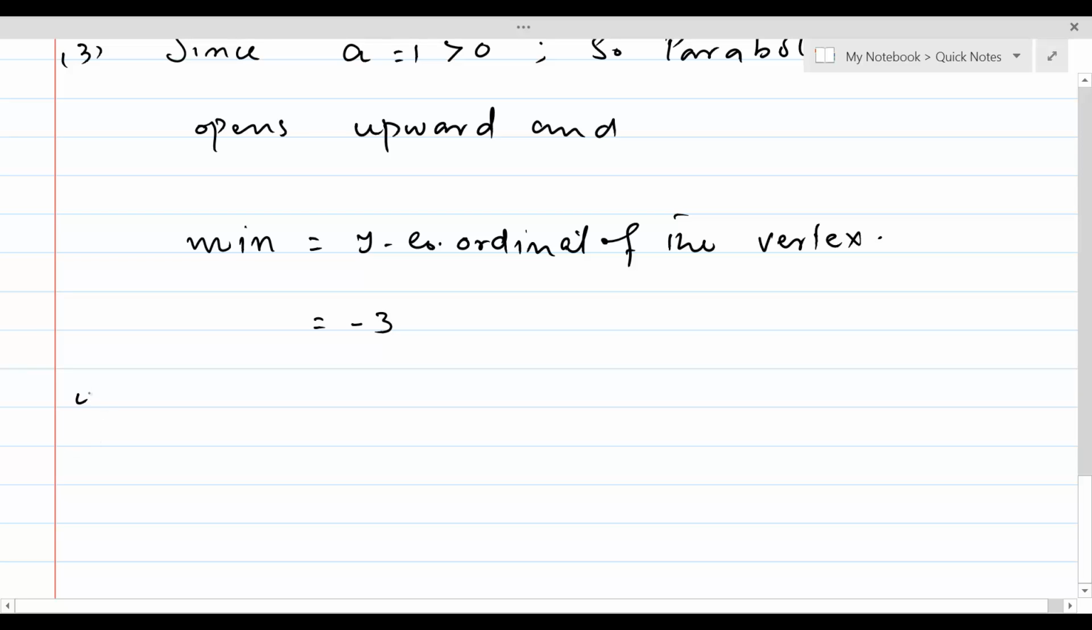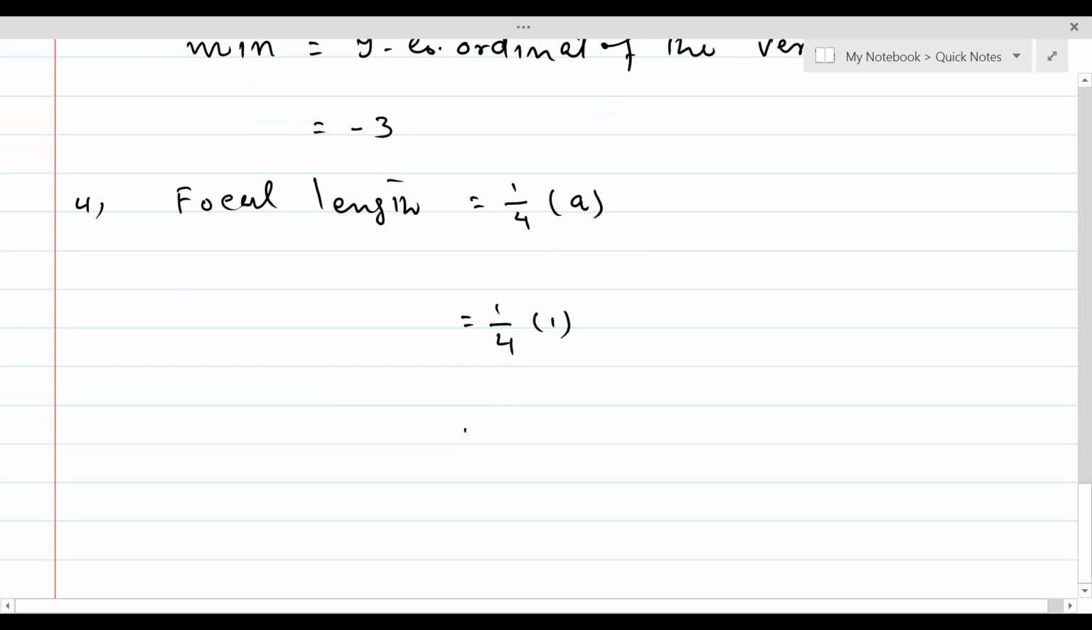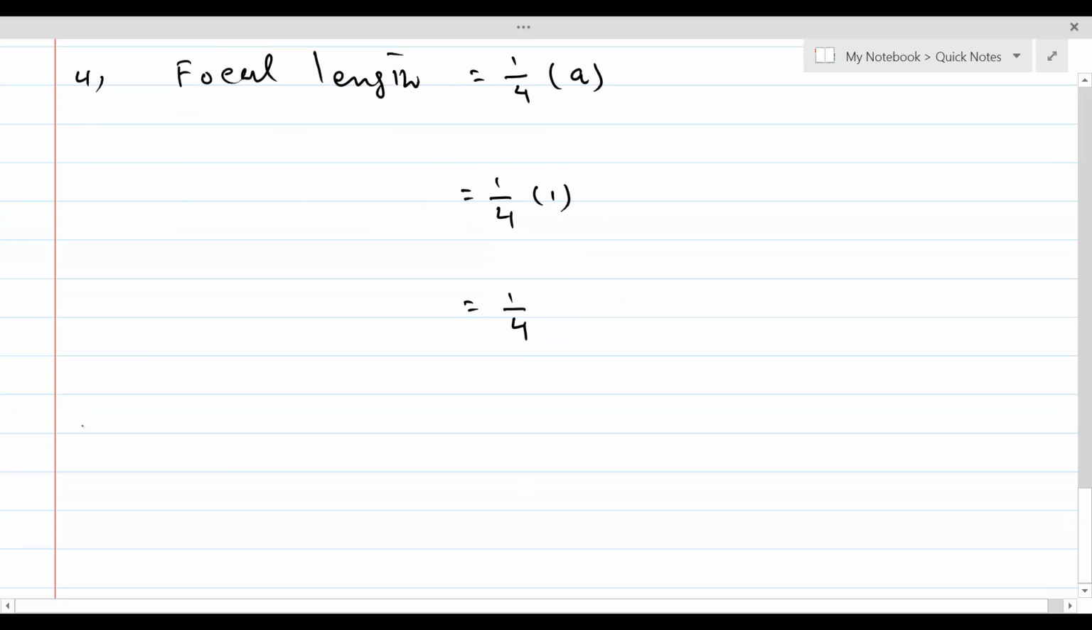And fourth, if we want to find out other properties like focal length, focal length is equal to 1 by 4 times the a value, which is equal to 1 by 4 times 1. This is equal to 1 by 4, and number 5.